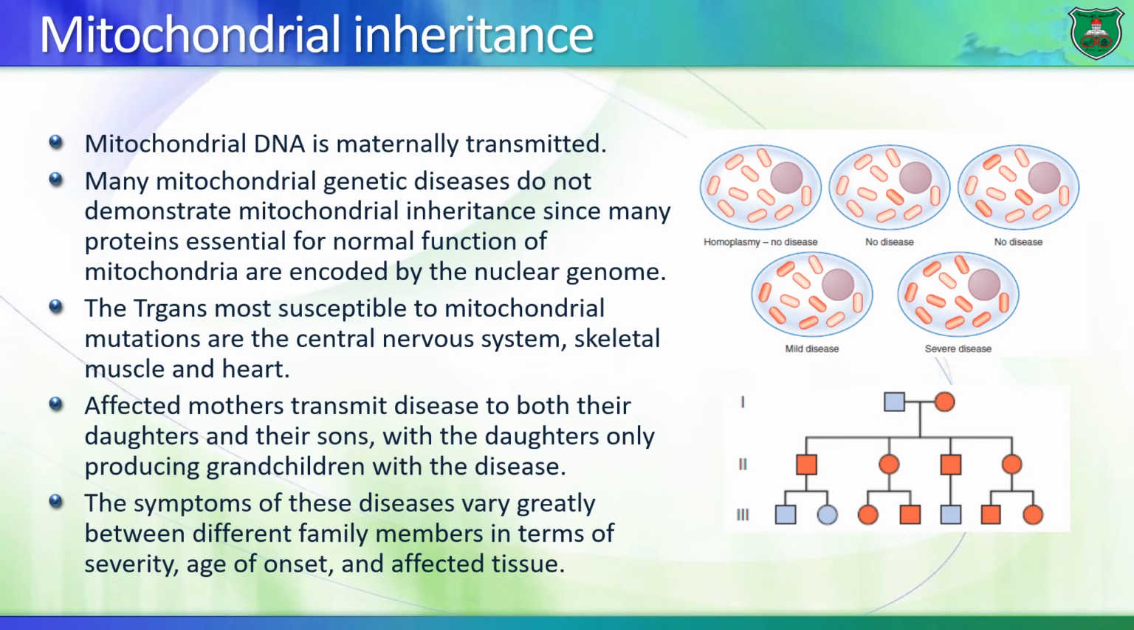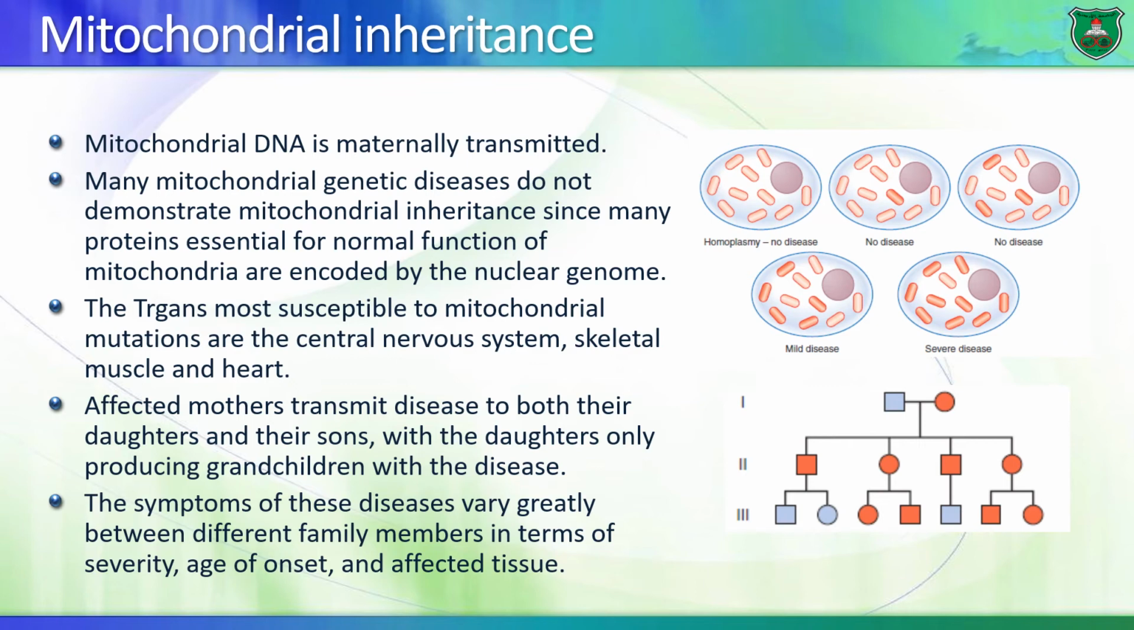How about mitochondrial inheritance? Mitochondrial DNA is maternally transmitted, so it follows this transmission from females to offspring, daughters and sons. Now, most mitochondrial proteins are encoded by the nuclear DNA, not the mitochondrial DNA. So most mitochondrial disorders follow the inheritance patterns that we just talked about, that is autosomal recessive, autosomal dominant, X-linked, and so on.